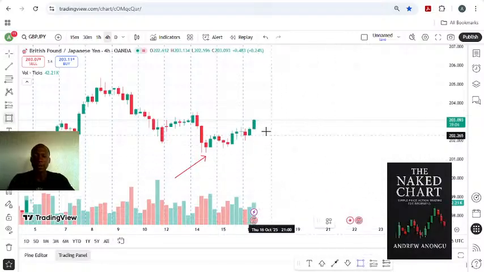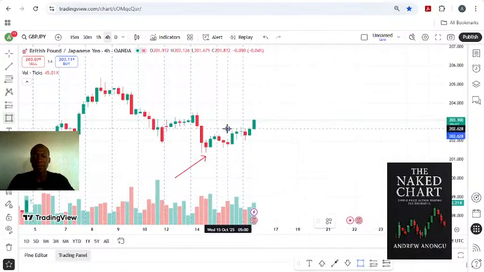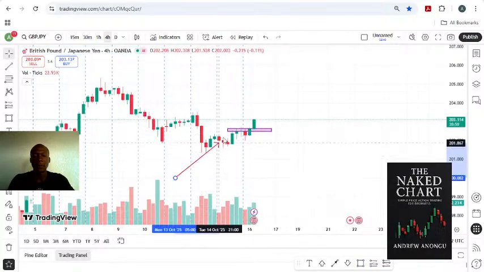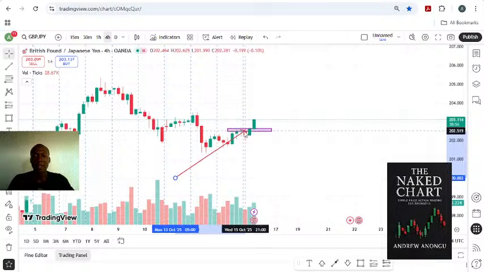So the next step is to mark out our levels. This was the last level that was broken. Price was trading below this level for a very long time. Remember, this is 12 hours of information. These are 4-hour candles. Price was trading below it, and suddenly price broke above that level. So this is the level we are going to be working with.